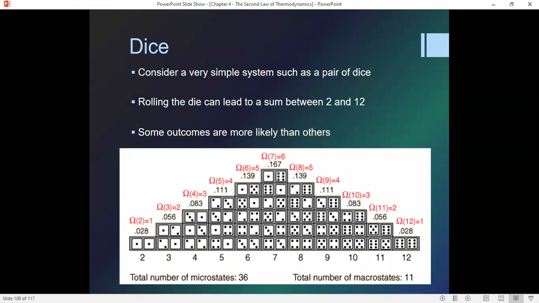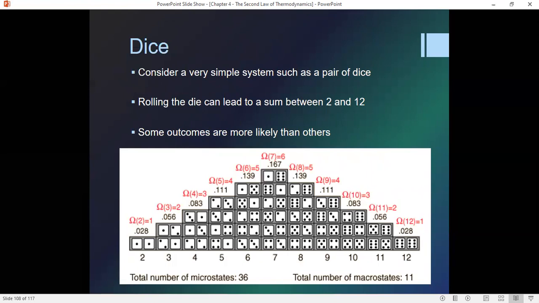Okay, let's use a pair of dice to illustrate this. Everybody's used dice, right? You probably played Monopoly at some point in your life, or Yahtzee, or one of these things. Hopefully you're not gambling, you're not playing craps.